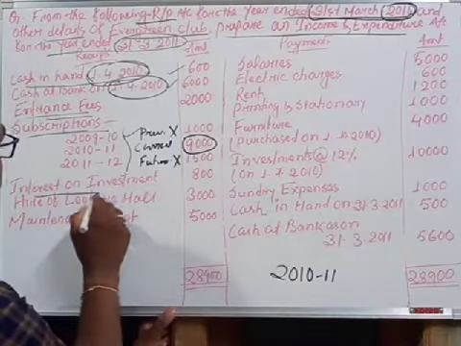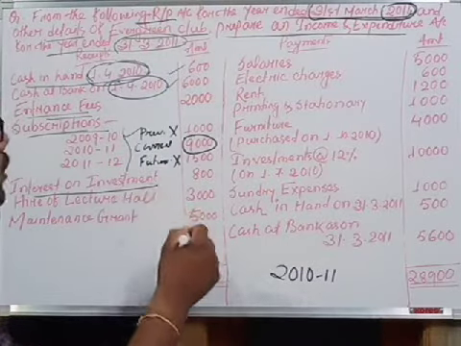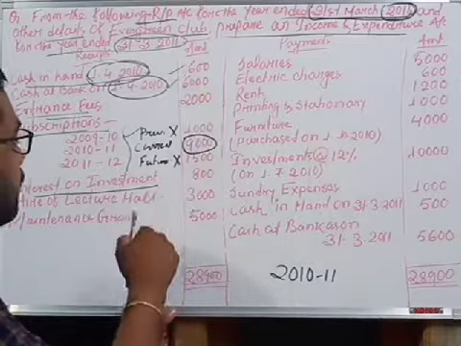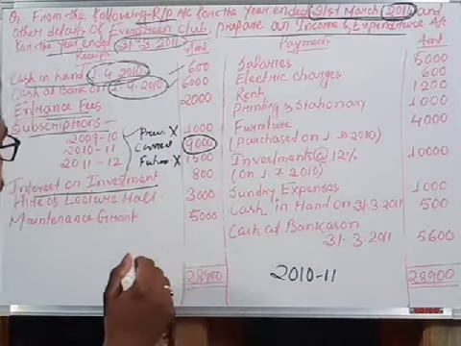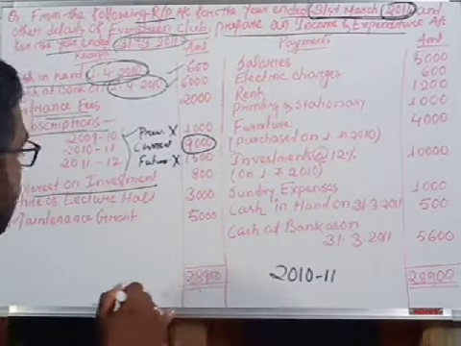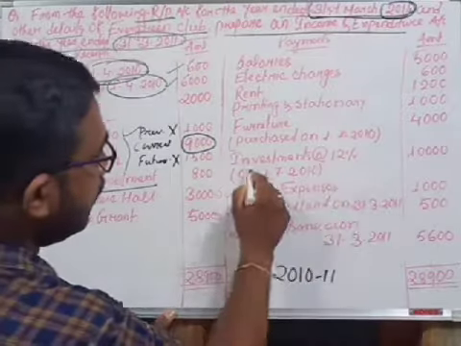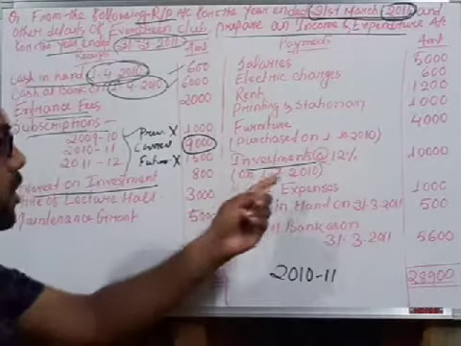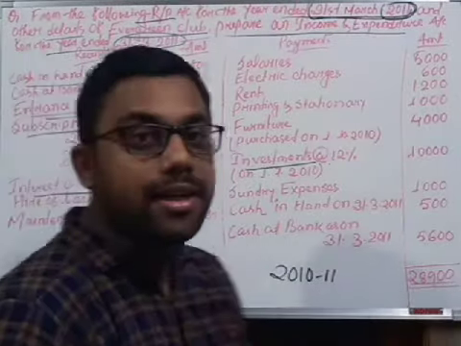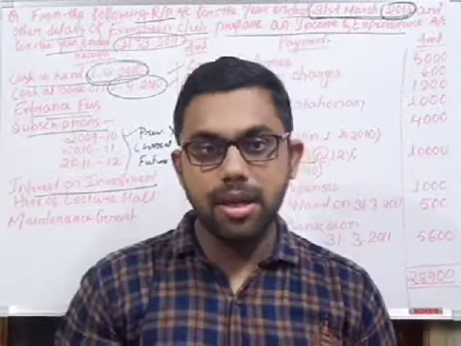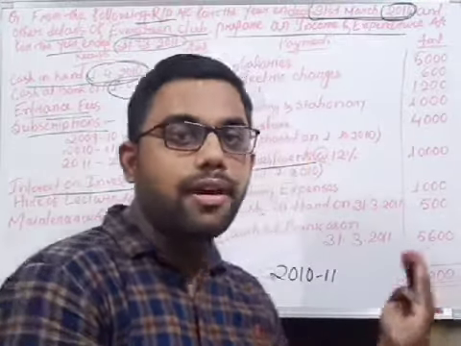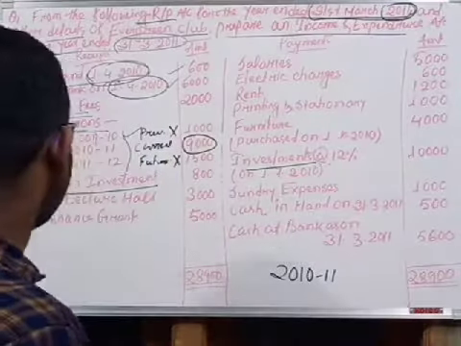Next, interest on investment. That means the non-trading organization, that is the club, has invested somewhere, from which they have received interest. That is in the payment side, we find the investments. So from that investment they received interest. Interest is the income for any person or any organization, so it will come in the income side.